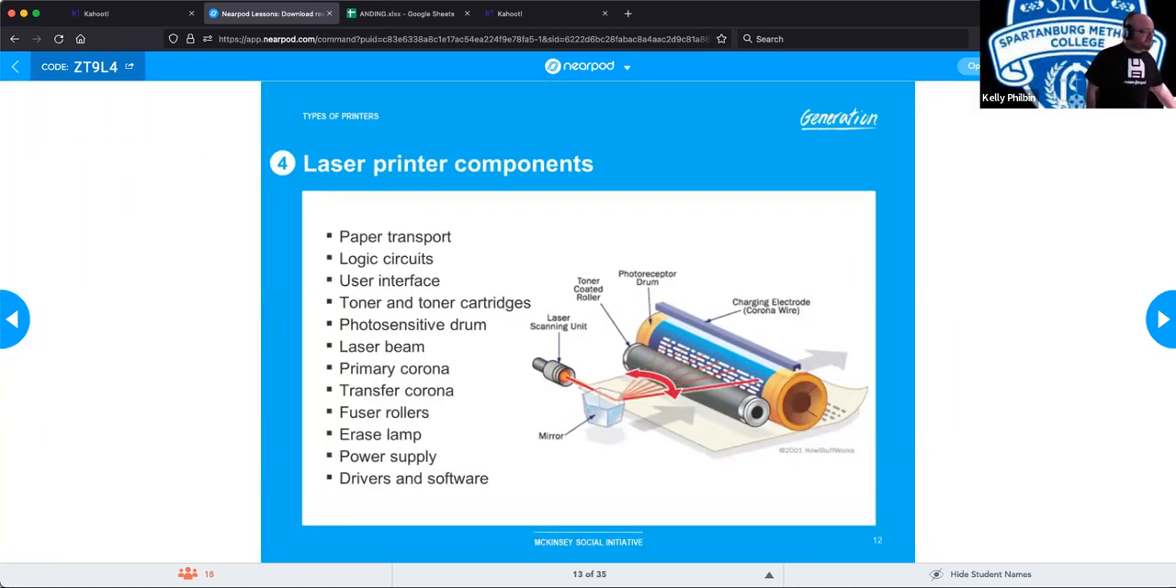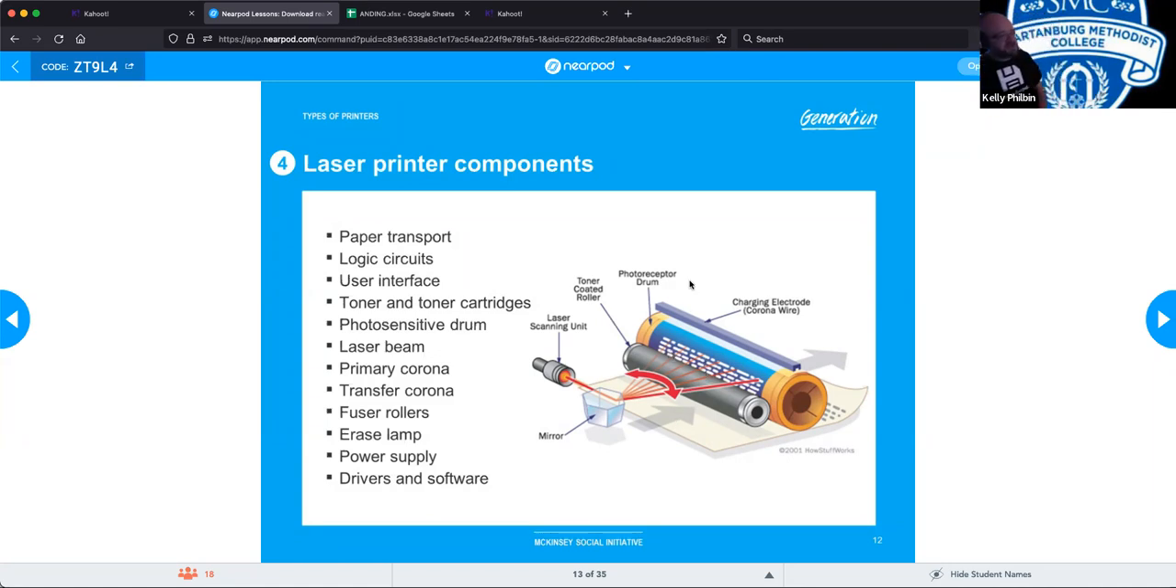All right, so certain components we need to pay attention to. Paper transport, which is essentially what shuttles that paper through. Your logic circuits, which is essentially like your motherboard for the printer. It's what receives the job and then transfers that information to the other components. As it is a laser printer, it obviously has a laser involved in it. The laser itself is stationary. It utilizes a mirror to focus that image onto the photosensitive drum. As we talked about earlier, it uses toner instead of ink, so it uses toner cartridges to store and hold that toner for when it is ready to be used.